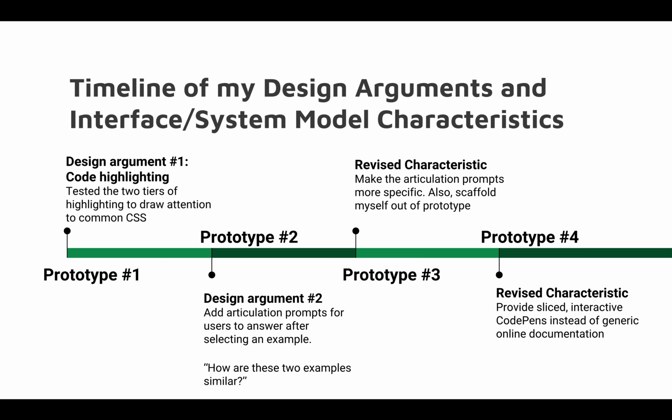Starting with the third prototype, I started revising the characteristics more. I kept my design arguments, but started ironing out more details. I made the articulation prompts, which is a throwback to design argument 2, very code line specific. Again, I'll show a table of this in some later slides. I also started scaffolding myself out of the prototype. In both prototype number 1 and prototype number 2, the study would start off with me basically just delivering a mini lecture explaining each example.